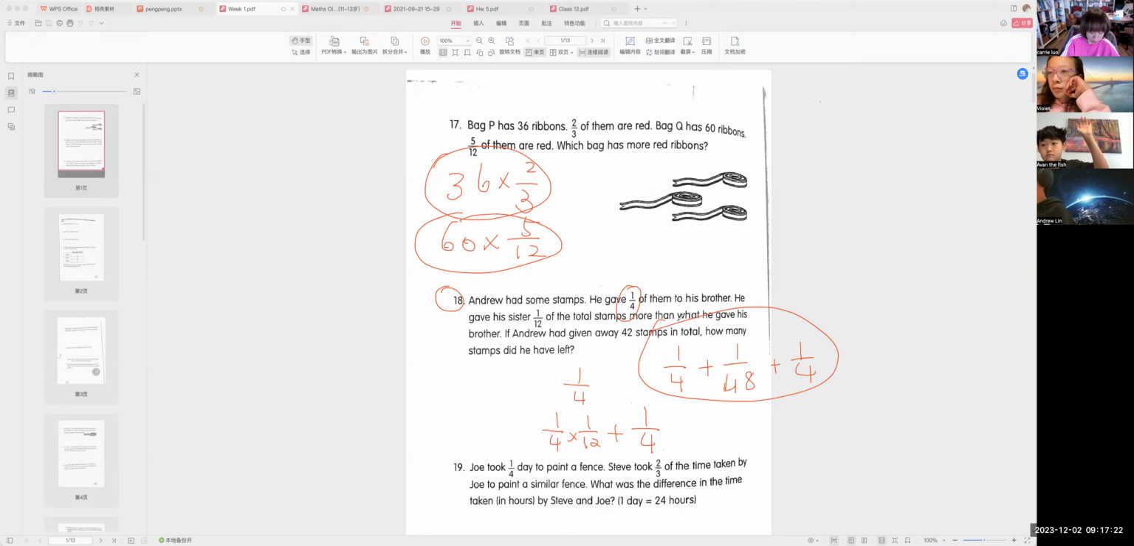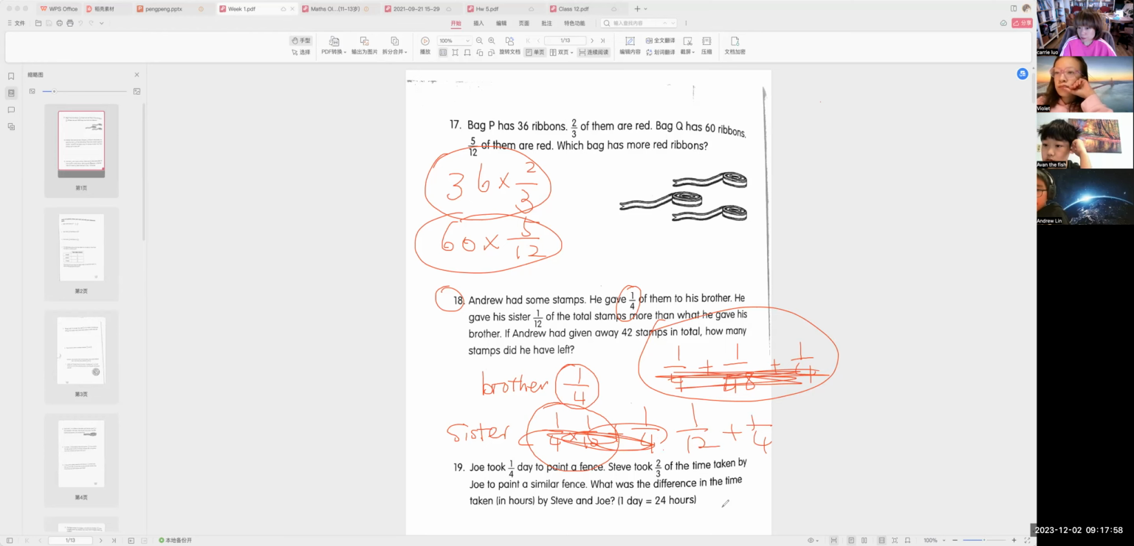Evan, what is your question? Why do you add 1/4? This is 1/4, that's brother's, right? And this is sister's, because you say he gave his sister 1/12 of the total stamps. Oh, sorry. Yes, 1/12 plus 1/4. Yes, you're right. It's like that. Correct? Okay.